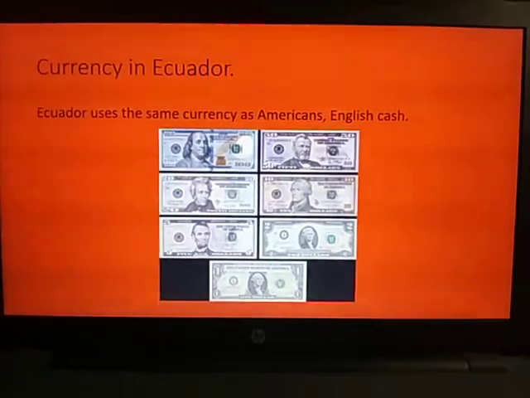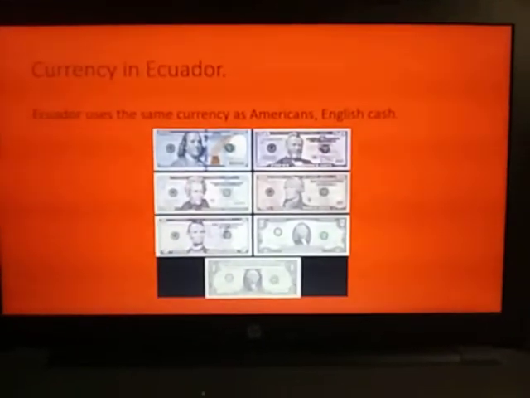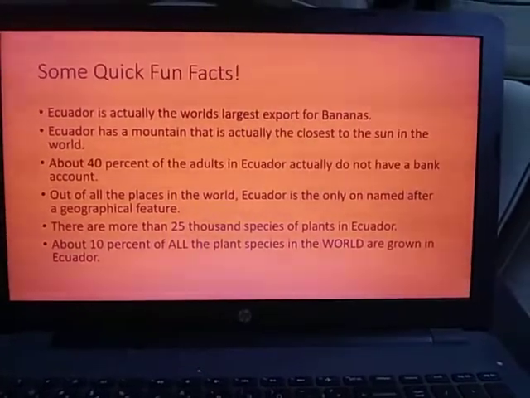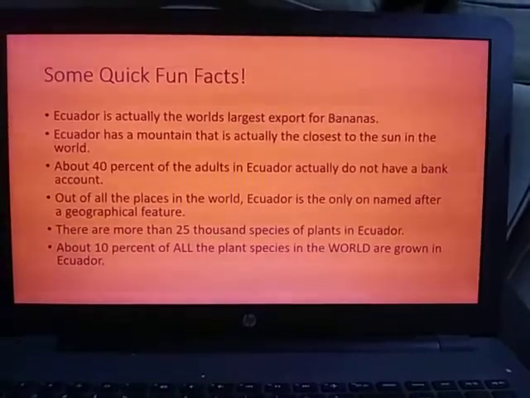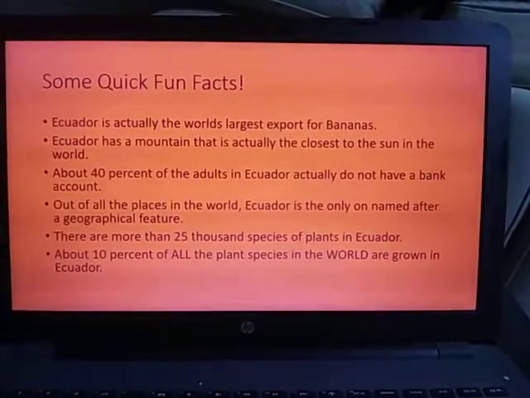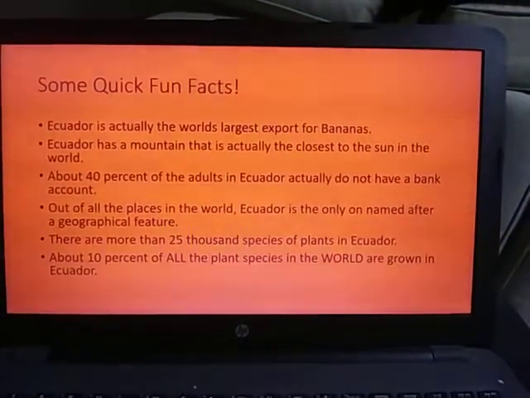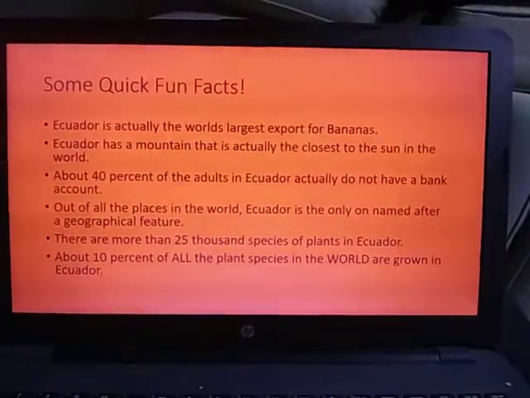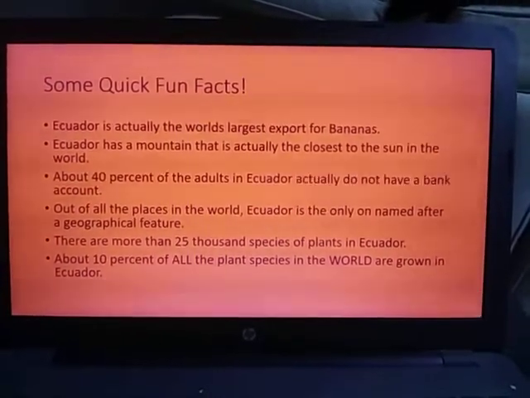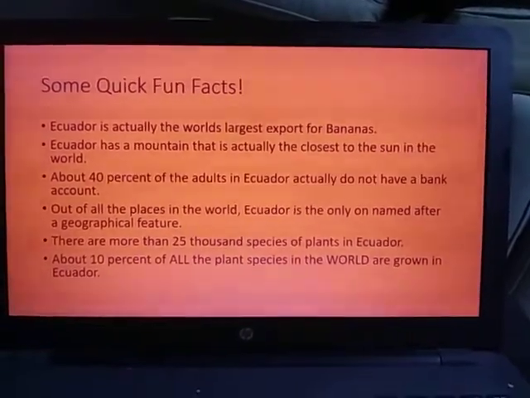The currency in Ecuador is American cash and coins. Some quick fun facts about Ecuador: Ecuador is the world's largest exporter of bananas. Ecuador has a mountain that is the closest to the sun in the world. About 40% of the adults in Ecuador do not have a bank account. Out of all the places in the world, Ecuador is the only one named after a geographical feature.